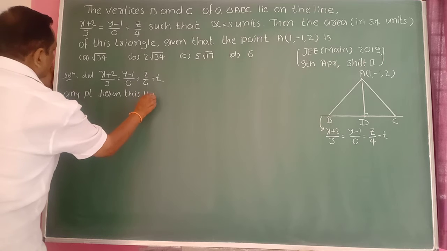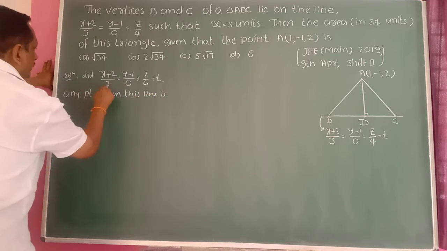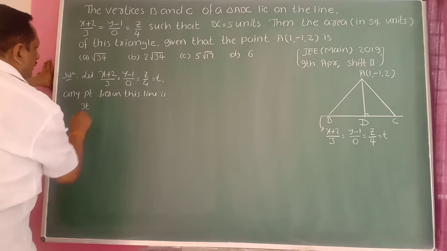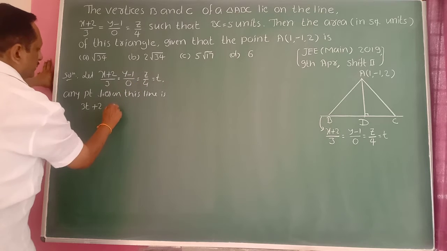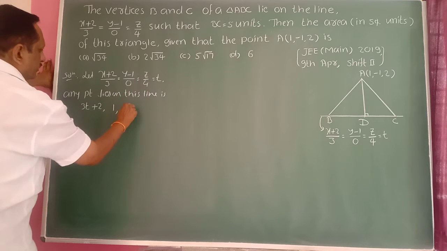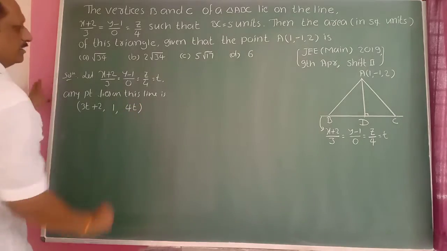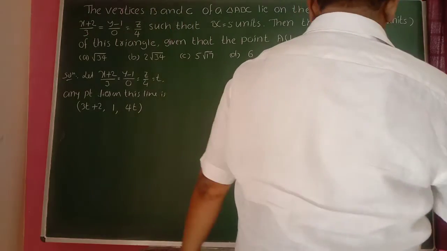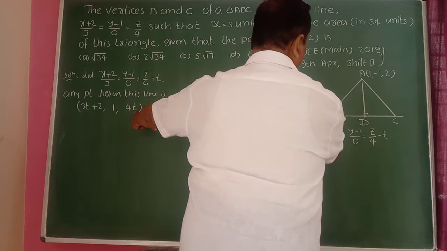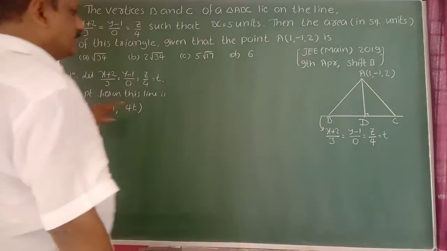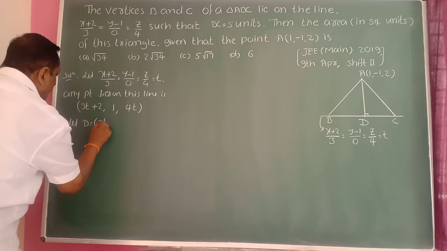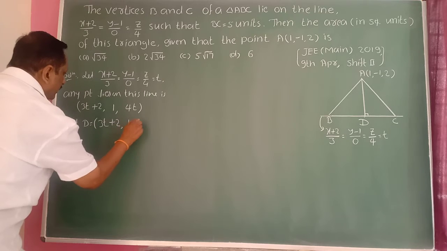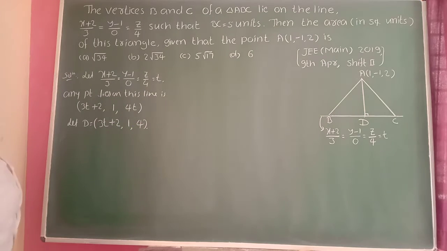on this line is, 3t minus 2 (taking it to this side, plus 2), 0 into t becomes 0, take minus on this side, plus 1, and 4 into t becomes 4t. Any point lies on this line like this. So the value of t depends on different points on the line. Therefore, consider that point as D itself. Let D be (3t - 2, 1, 4t).